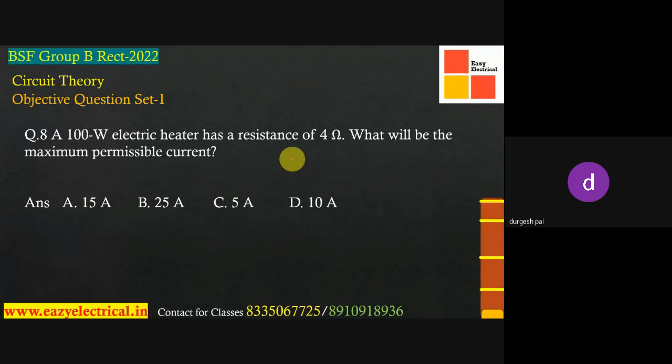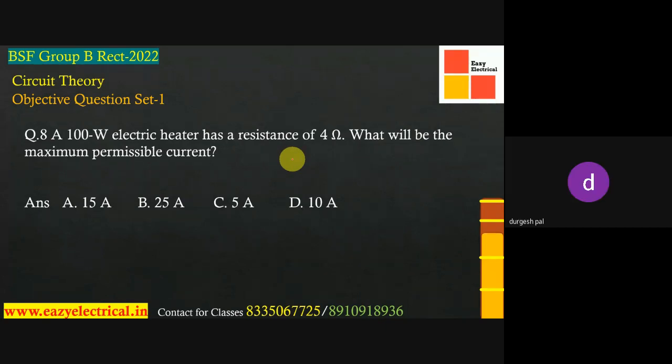A 100 watt electric heater has a resistance of 4 ohm. What will be the maximum permissible current? We need to calculate the maximum permissible current. So what is the maximum permissible current?